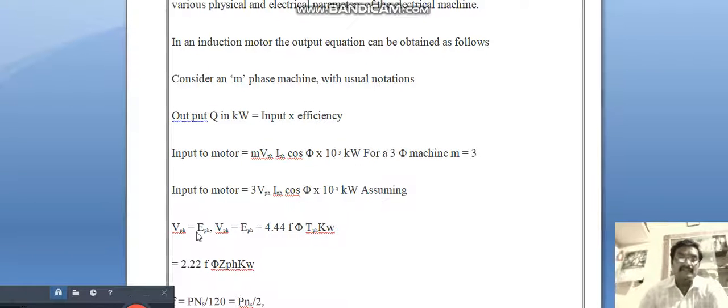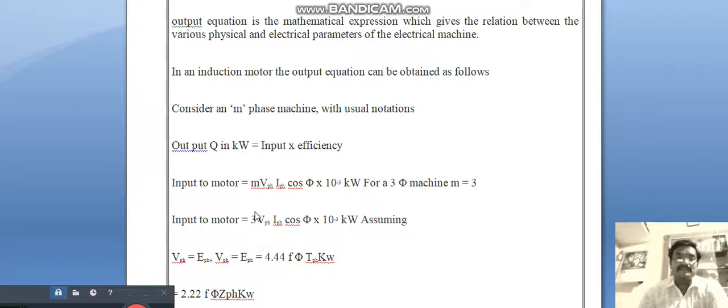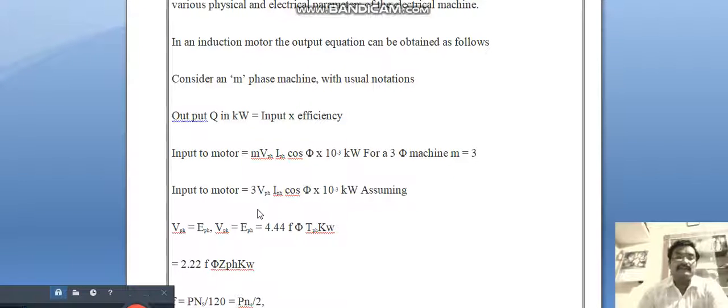Assuming V phase is equal to E phase, because between the supply voltage and the voltage generated in the stator there will only be small losses. So let me consider the supply voltage and the voltage generated in the stator, that is E phase, to be more or less equal. So V phase is equal to E phase, that is equal to 4.44 f phi T phase Kw. This is the formula for E phase.